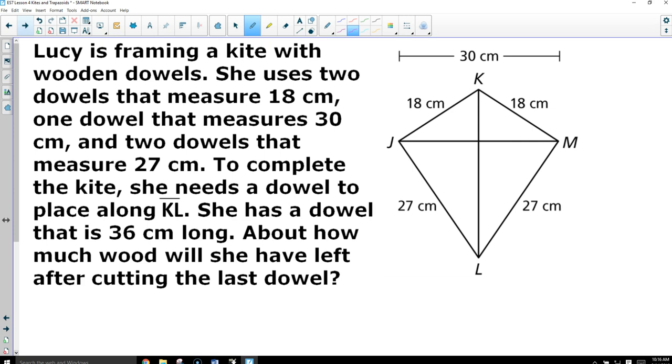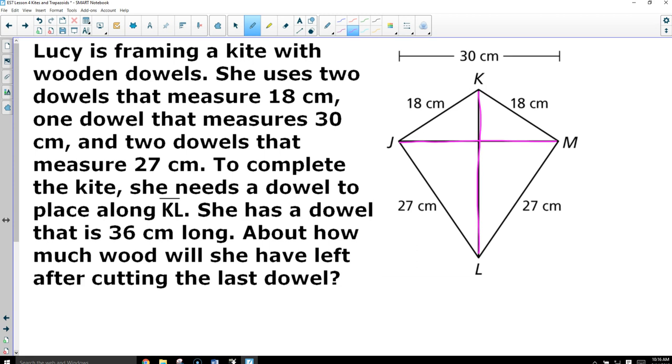So Lucy is framing a kite with wooden dowels. She uses 2 dowels that measure 18 centimeters, 1 dowel that measures 30 centimeters, and 2 dowels that measure 27. So this here is the 30 in the picture. To complete the kite, she needs a dowel to place along KL. So she needs this long support so that way it doesn't just fold in on itself. She has a dowel that's 36 centimeters long. About how much wood will she have left after cutting the last dowel?